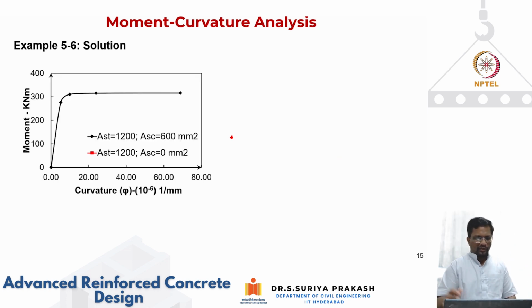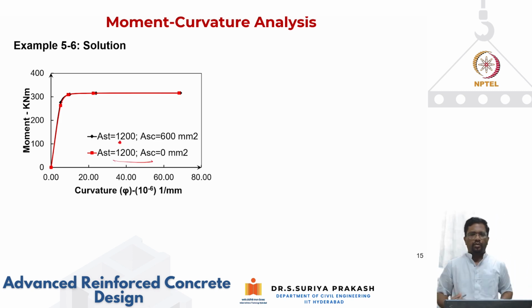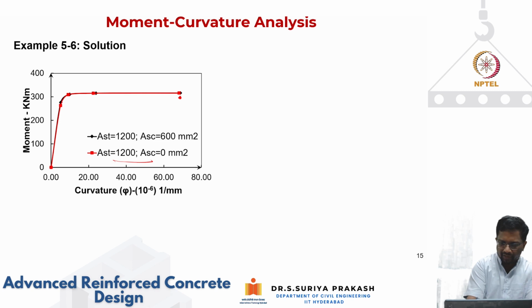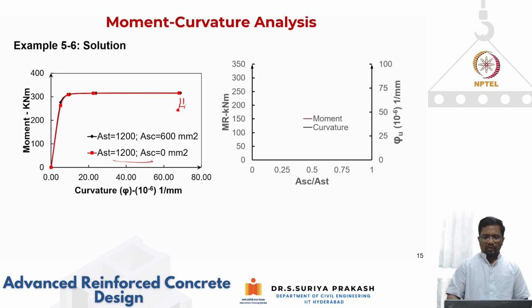When you plot this, this is what we got, your moment curvature behavior for the doubly reinforced section. And when you plot the same thing for the singly reinforced section, almost the curves are overlapping. So the only change is a slight change of curvature. 68 has become 69. Very small change, because again the amount of steel that we have put is less. Similarly, if you plot moment and curvature, I'm plotting the moment in red color. You see here, absolutely there is no change.